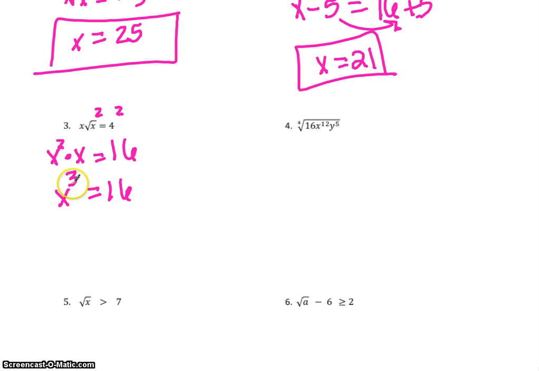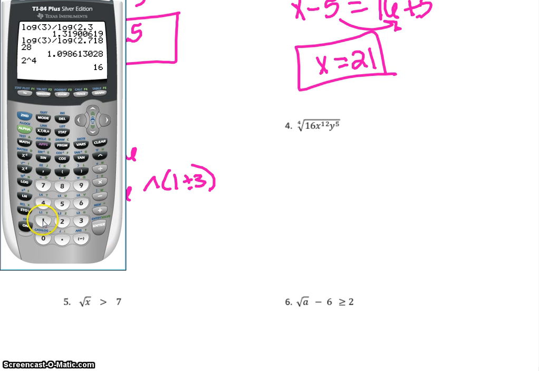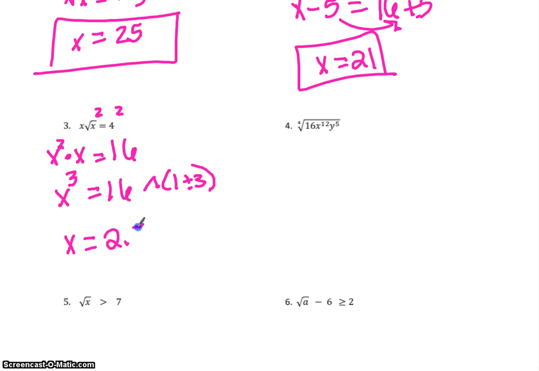You have to uncube it, so that means you're going to raise it to the 1 divided by 3, because it was cubed. So x is equal to, and you would take your calculator, and you would say 16 to the power open 1 divided by 3. And you get 2.52. And I'll let you just give me decimals today. 2.52. You could have also factored it and all that good stuff, but I'll be nice, I'll let you use decimals.